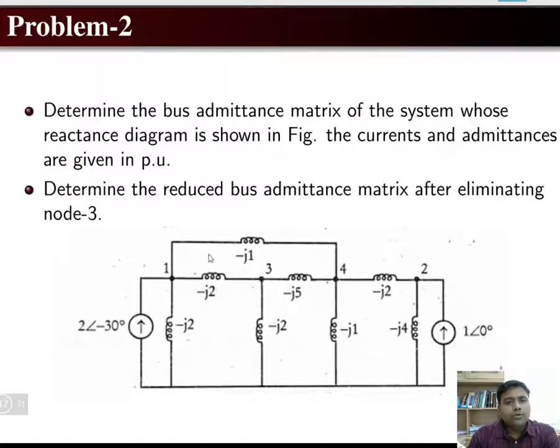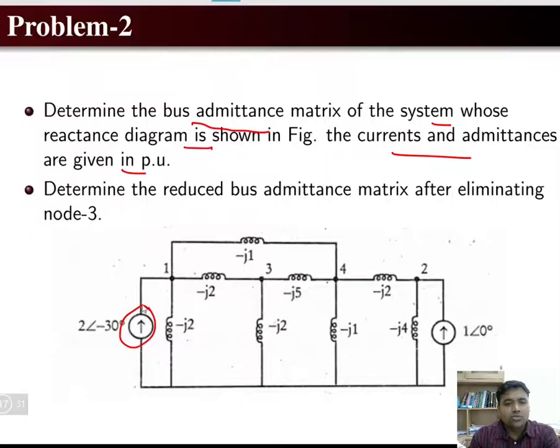Now problem number 2, you have to determine the bus admittance matrix of the system whose reactance diagram is shown. The currents and admittances are all in per unit. So here we have been shown the current vector, which is in per unit, and all the reactances are in per unit. So basically we have 4 nodes, so the size of the matrix has to be 4 cross 4.